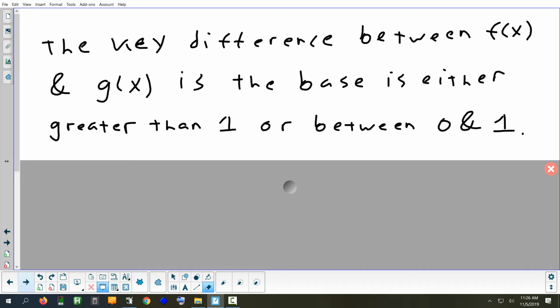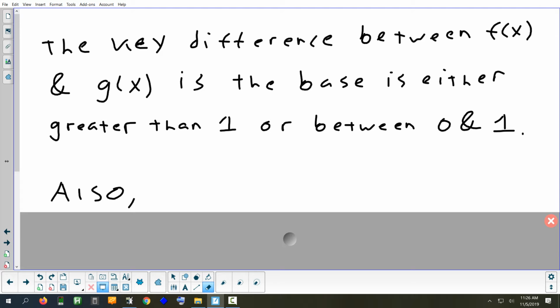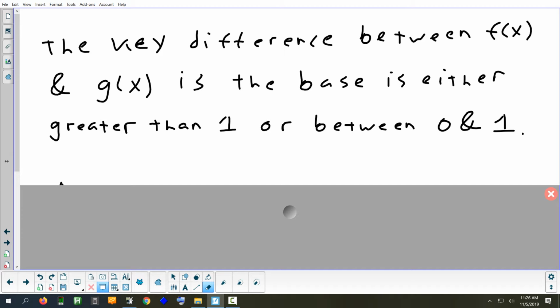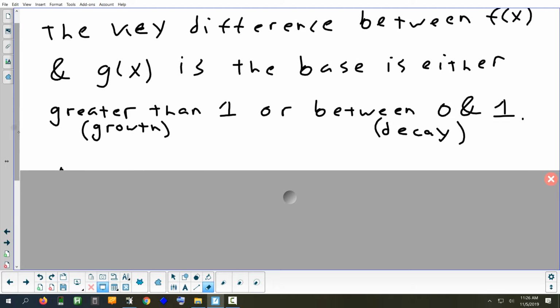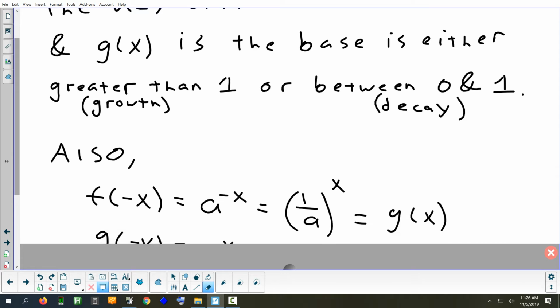So the difference is basically whether the base is greater than 1 or between 0 and 1. So greater than 1, we get growth. Between 0 and 1, we get what's called decay. Okay. Any questions on that? All right.